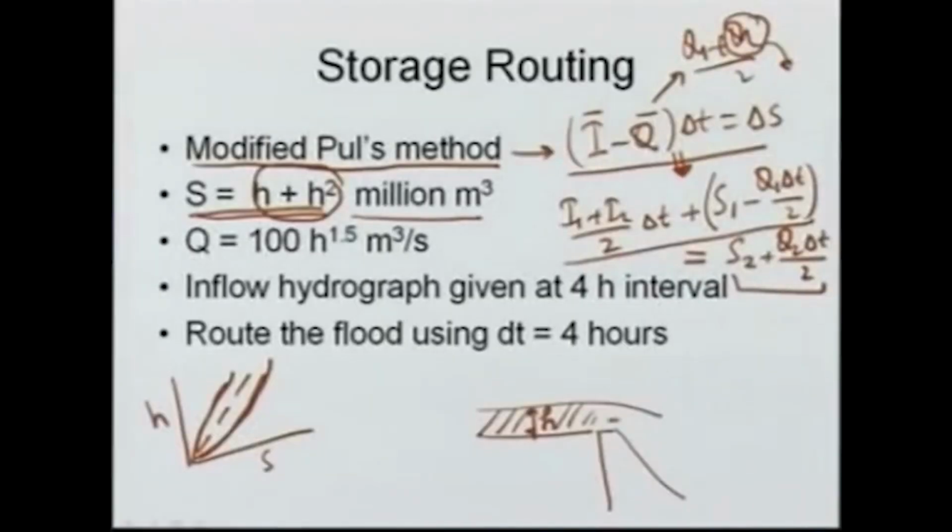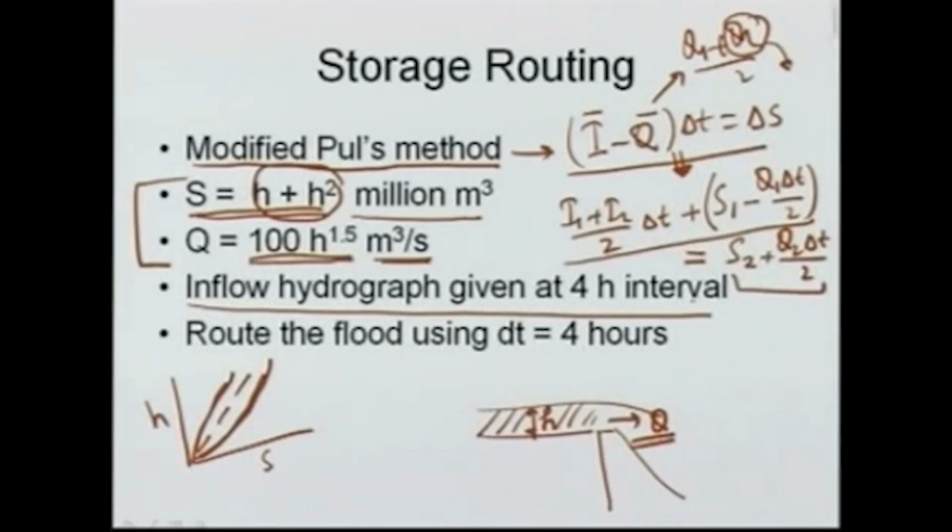Similarly, the outflow Q will also depend on h, and we have assumed generally it varies as h to the power 3 by 2. So, we have assumed that Q is equal to 100 h to the power 1.5 meter cube per second. So, suppose this data is given to us that S and Q vary with h as these given functions. The inflow hydrograph is given at 4-hour intervals, and now we want to route the flood using a delta t of 4 hours.